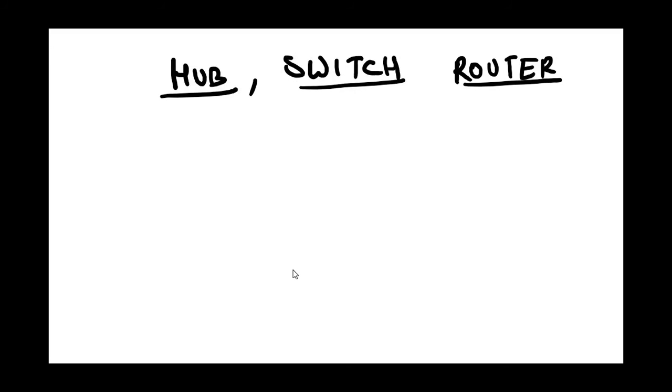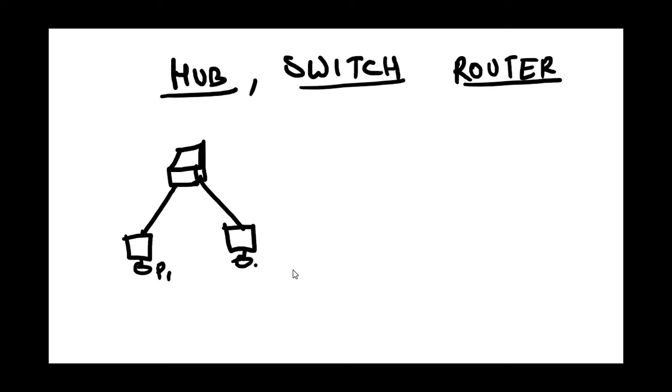Now let's talk about some functions of these network devices. Starting from a hub. Let's suppose this is a hub in which two devices are connected. Let's name them P1 and P2. If P1 has to send a message to P2, it can simply broadcast the message and it can be delivered directly to P2. But the problem of the hub is that it has only one collision domain and one broadcast domain.